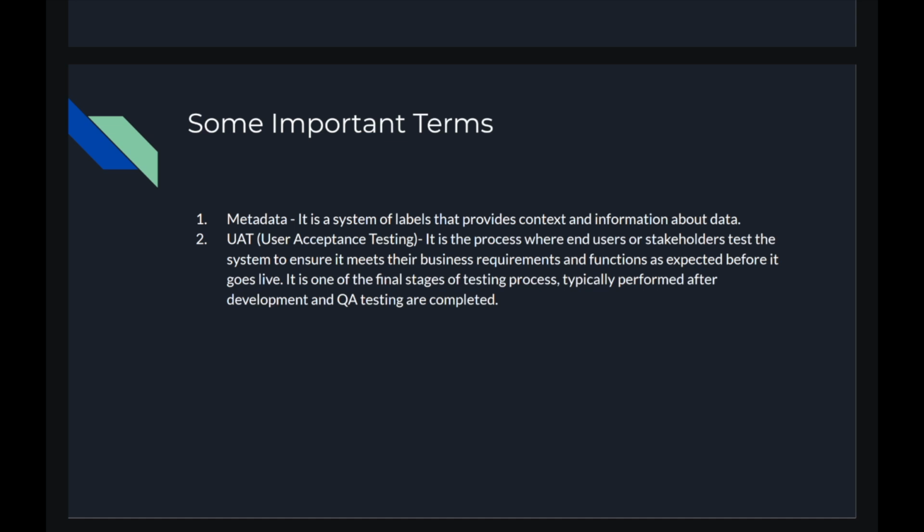If we talk about user acceptance testing, that is UAT, it is nothing but the process where end users or stakeholders test the system to ensure that it meets their business requirements and functions as expected before it goes live. So it is one of the final stages of the testing process and is typically performed after development and QA testing are completed.